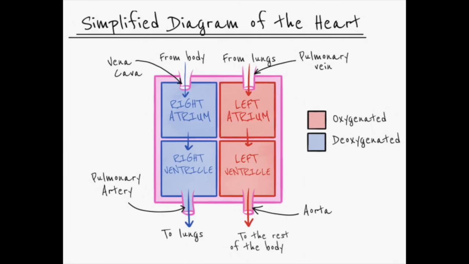So the 4 chambers are the left atrium, right atrium. They form the top 2 chambers. Left ventricle and right ventricle form the bottom 2 chambers.